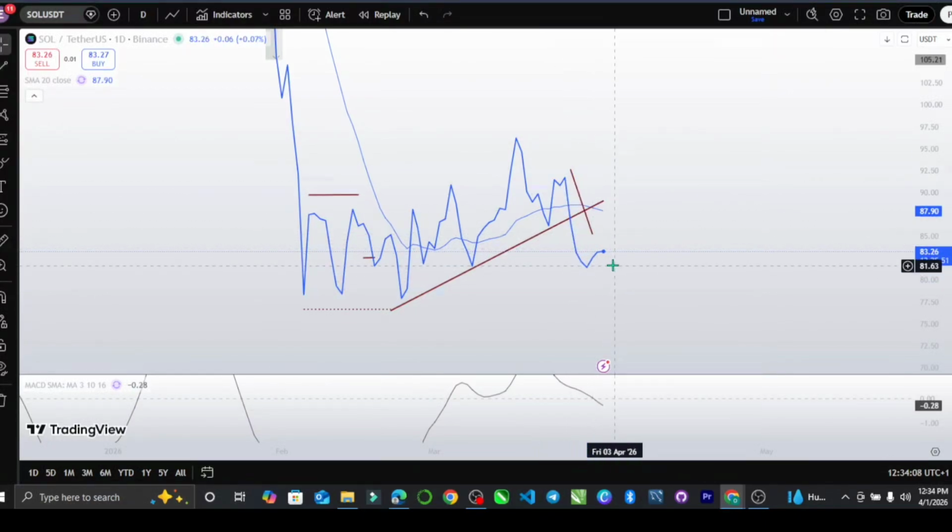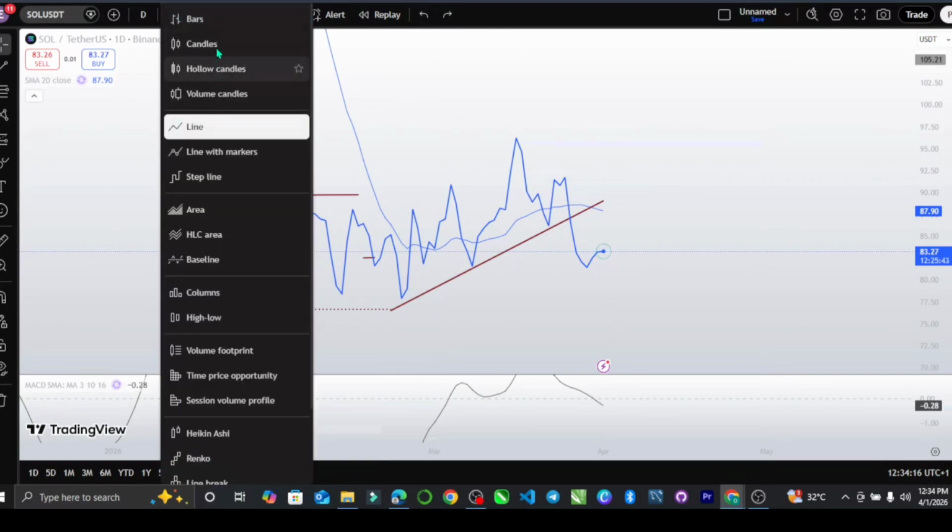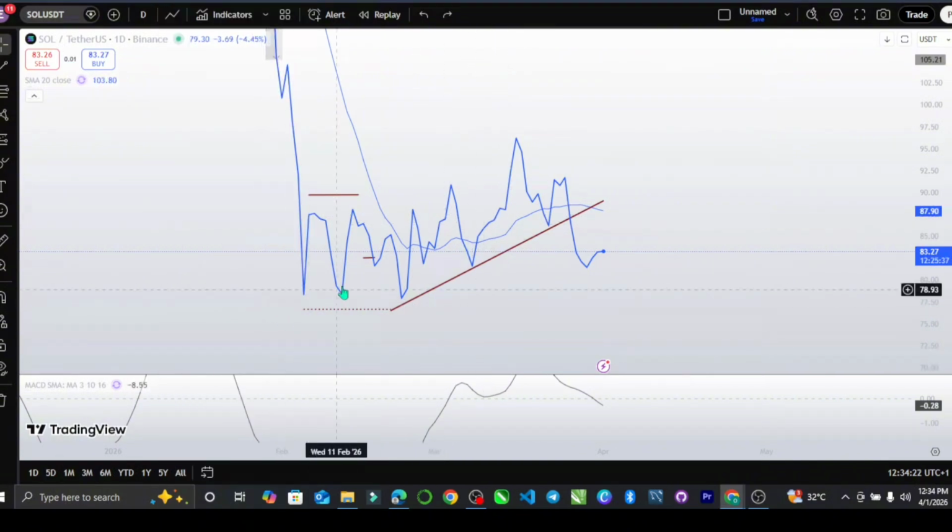So we had the break of structure. Now the line chart can help us understand this more easily than if we were using a candle. You understand? This is one of the advantages of the line chart. But before we go back to the candles, let's discuss the limitations of the line chart.